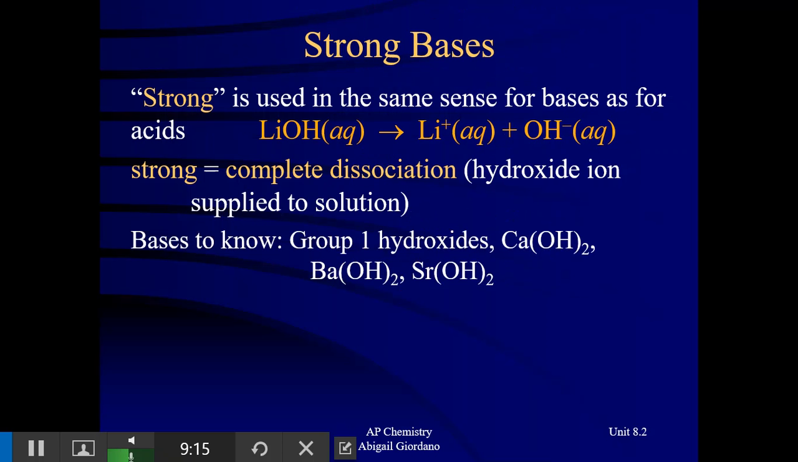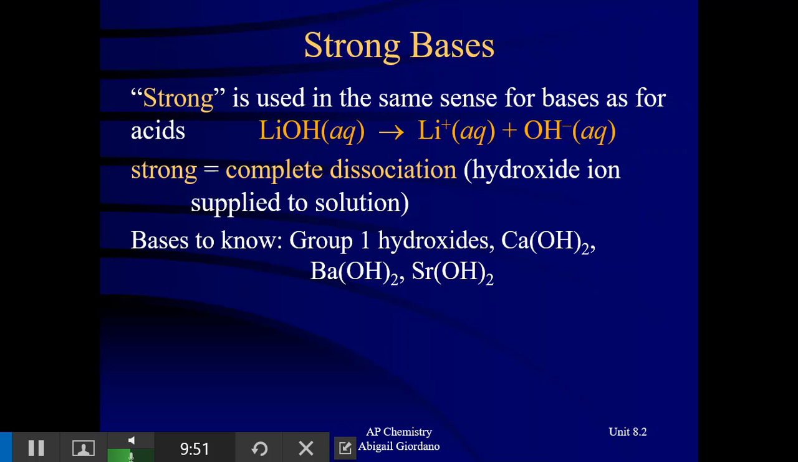I made you memorize your strong acids. Ladies and gentlemen, you need to memorize your strong bases as well. What do I mean by group 1 hydroxides? That means any group 1 alkali metal joined to hydroxide. Lithium hydroxide, sodium hydroxide, potassium hydroxide. Those are all strong bases. From group 2, you have 3 of them: calcium, barium, and strontium hydroxide.